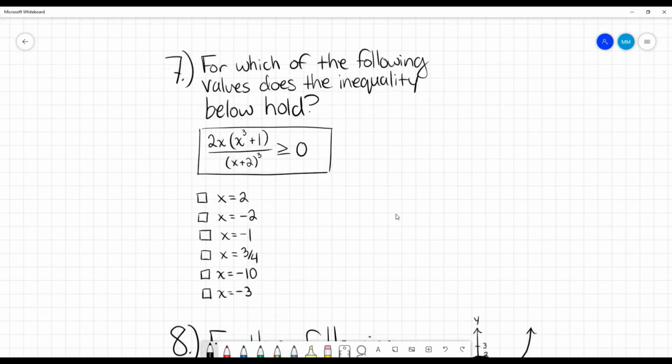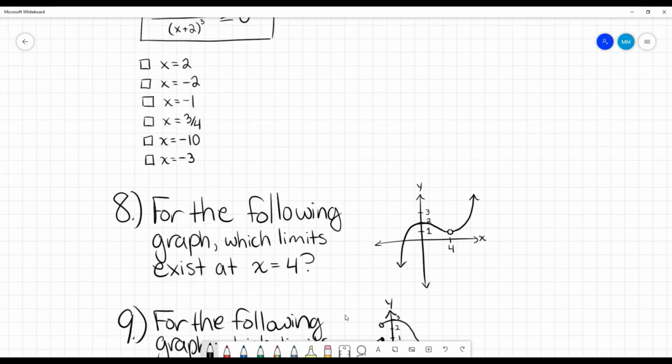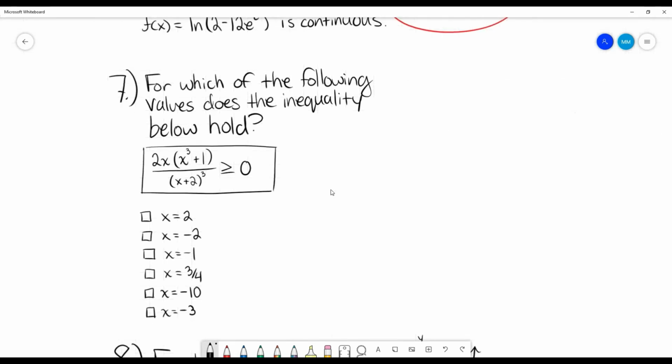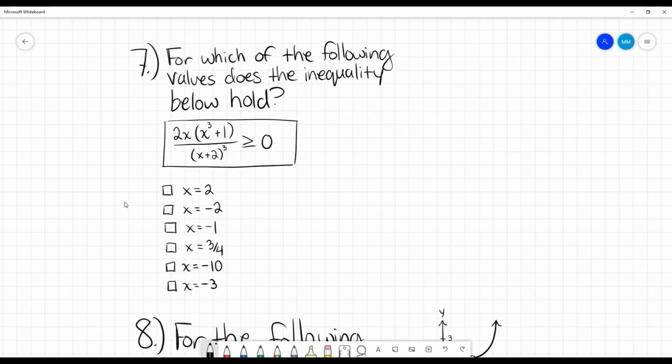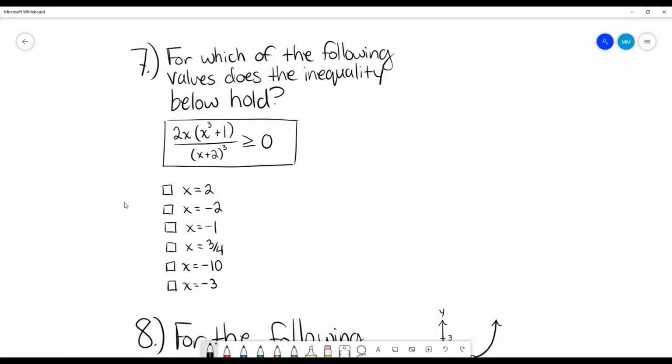Now we've just got a few questions left. And so for number 7, it says, for which of the following values does the inequality below hold? And obviously, for it to hold, it just means that it's true with whichever values. So the easiest way to do this is, quite frankly, to just plug in values. We could go ahead and figure out our domain for this, but that might honestly take longer. So let's go ahead and see.